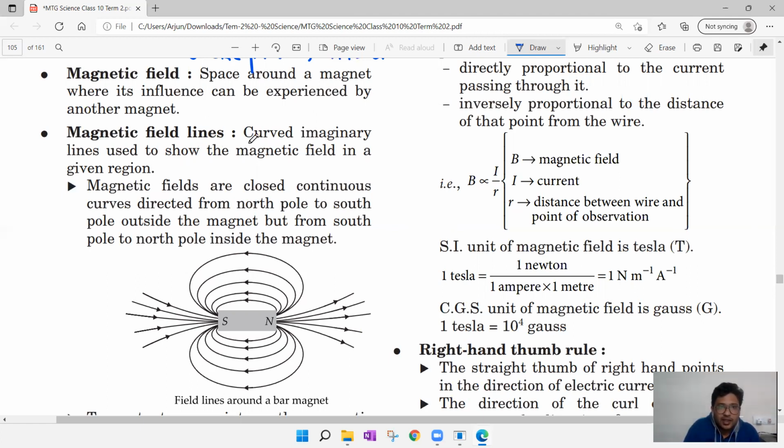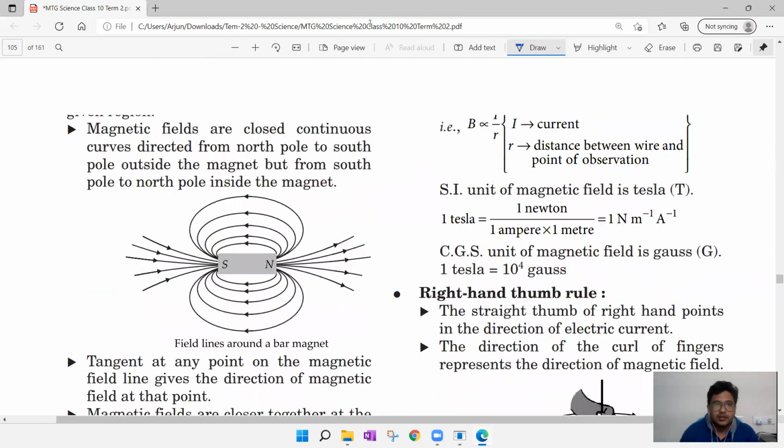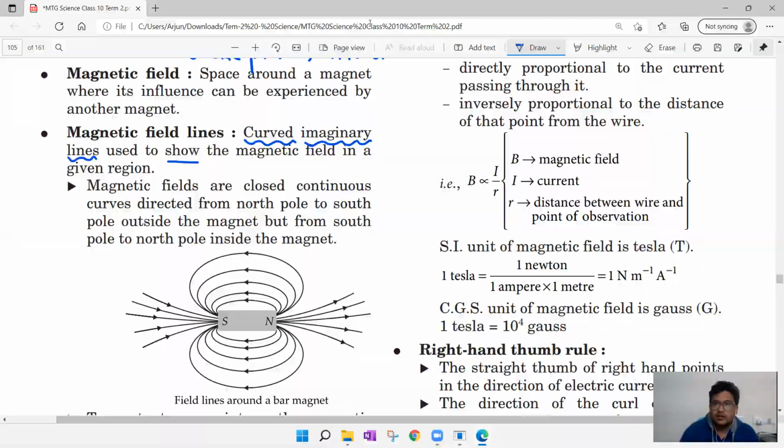So magnetic field lines are curved imaginary lines, that is most important. Imaginary lines used to show the magnetic field in a given region. For example, this is the magnet we have with the south and north pole, and there are a few lines. What are those lines? Those lines are magnetic field lines. And there are a few properties of magnetic field lines that we are also going to discuss. So magnetic field lines are closed imaginary lines, and those lines have a few properties.